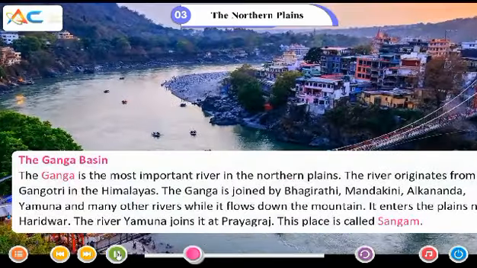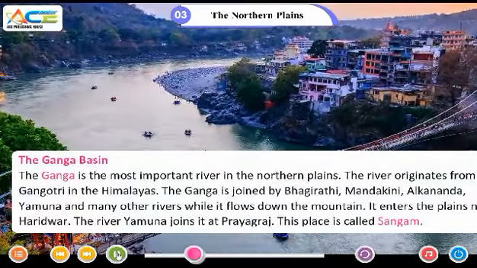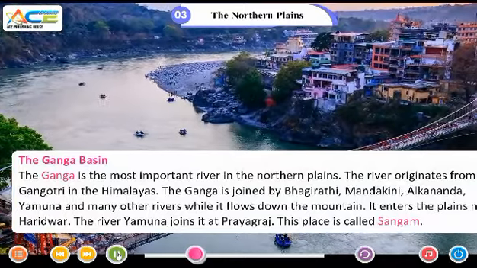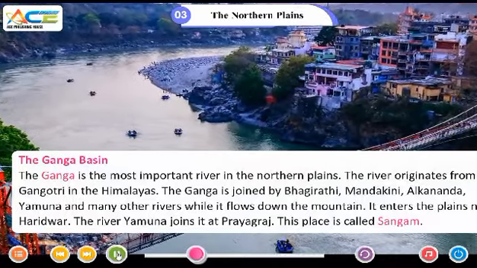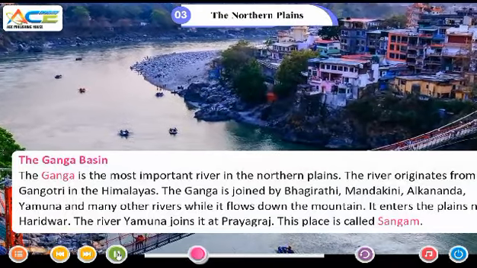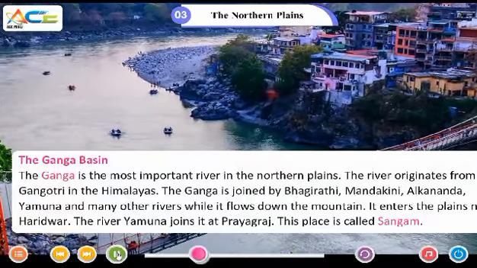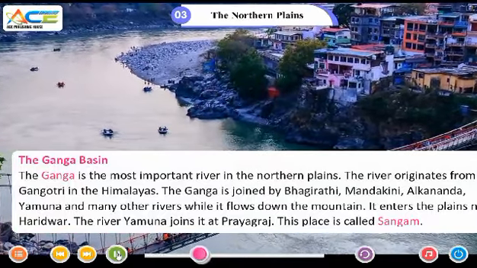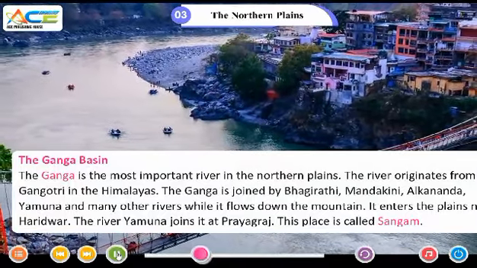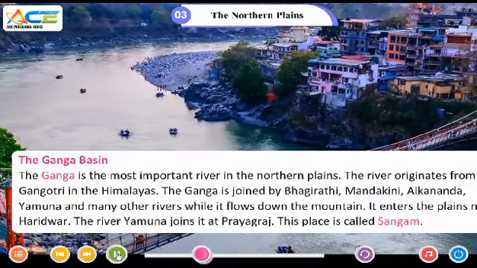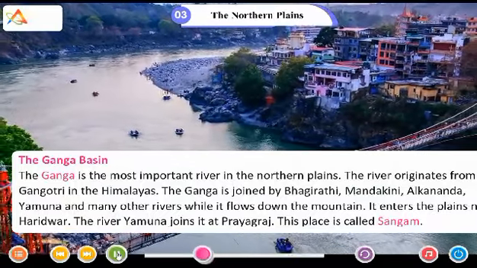The Ganga basin. The Ganga is the most important river in the northern plains. The river originates from Gangotri in the Himalayas. The Ganga is joined by Bhagirathi, Mandakini, Alaknanda, Yamuna and many other rivers while it flows down the mountain. It enters the plains near Haridwar.